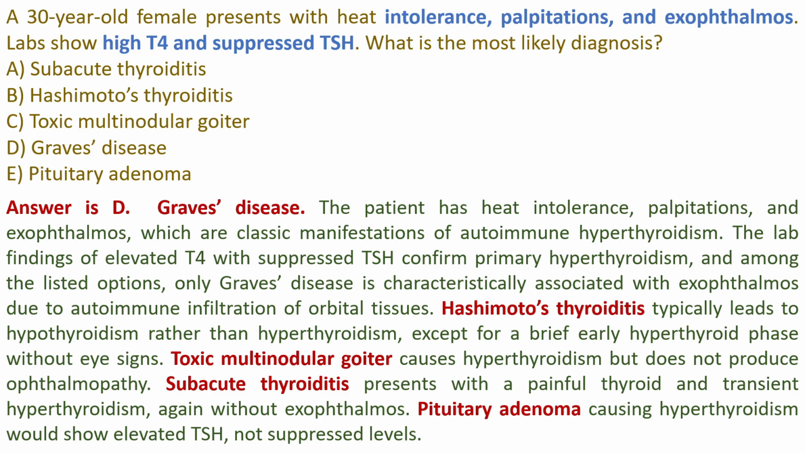Hashimoto's thyroiditis typically leads to hypothyroidism rather than hyperthyroidism, except for a brief early hyperthyroid phase without eye signs. Toxic multinodular goiter causes hyperthyroidism but does not produce ophthalmopathy. Subacute thyroiditis presents with a painful thyroid and transient hyperthyroidism, again without exophthalmos. Pituitary adenoma causing hyperthyroidism would show elevated TSH, not suppressed levels.